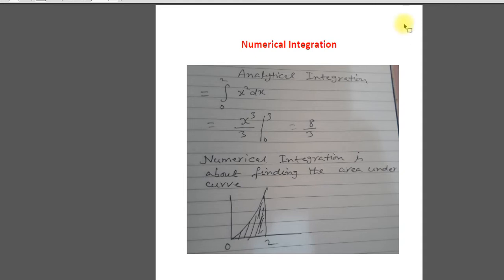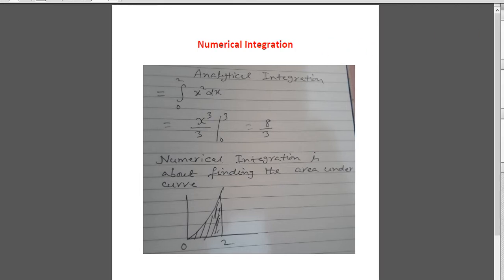Okay. Before we start numerical integration, just quickly I will review what is analytical integration. This is what you learn in calculus, right? So x squared dx, you integrate, this becomes x cubed over 3, from 0 to 2, the value becomes 8 over 3. This is exact analytical integration, not differentiation, and you get the exact value of the integral.